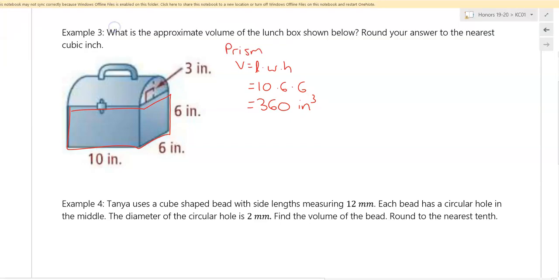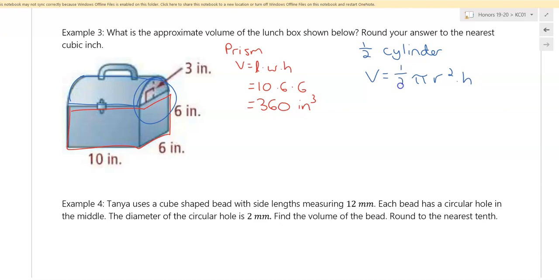So then we have this cylinder, and if you look, this is not a full circle, that's half a circle. So you want to do half of a cylinder. If the actual circle part is cut in half, we'll do half of the cylinder. So our volume equals the volume of a cylinder, but half of it. So I'm going to multiply everything I get by 1/2.